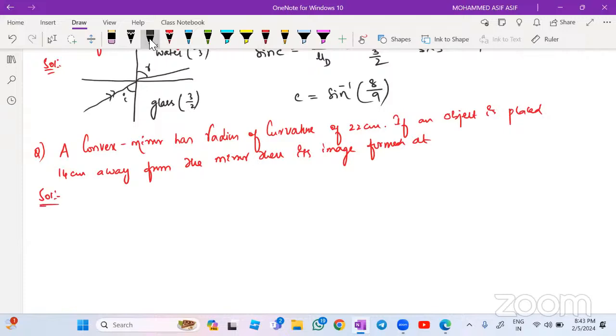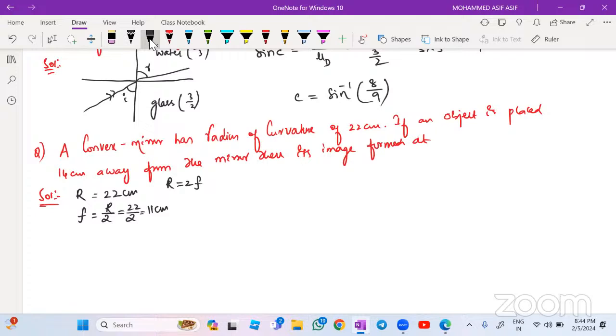It is a convex mirror, beta. For a convex mirror, what will the focal length be? Positive. Radius of curvature is given, how much? 22 centimeter. Radius of curvature r is equal to 2 times f. f is equal to r by 2, that is 22 divided by 2, that will be equal to 11 centimeter. Done.